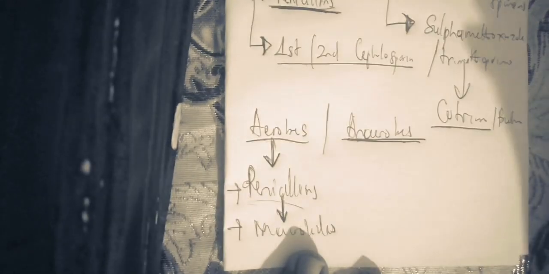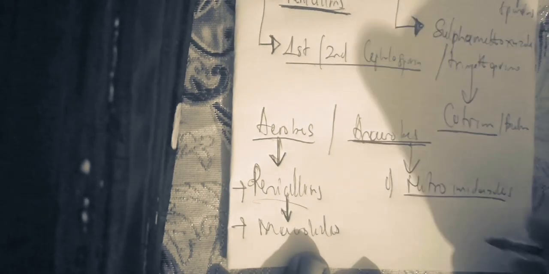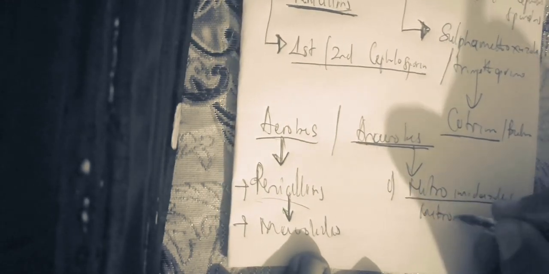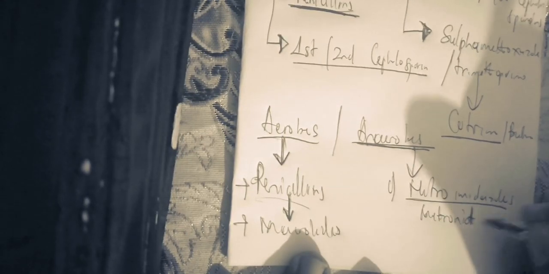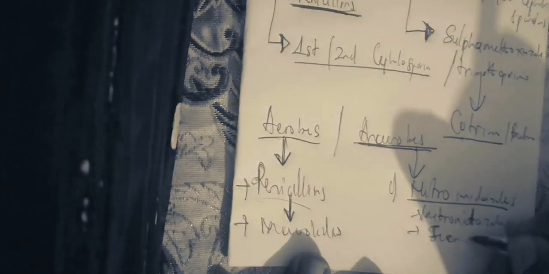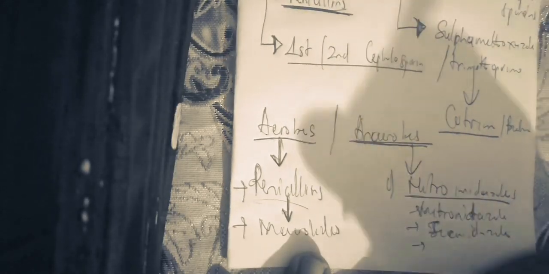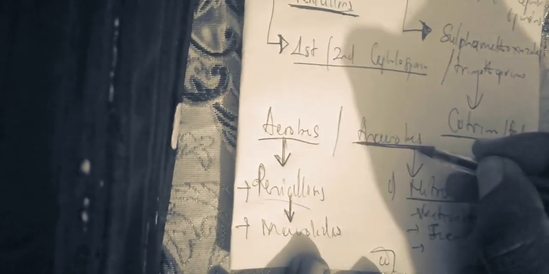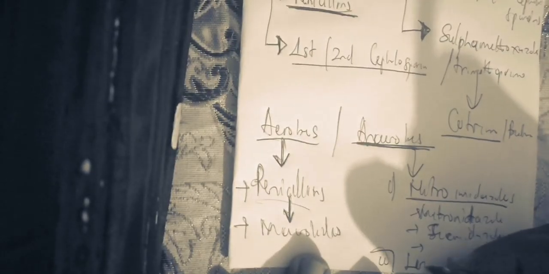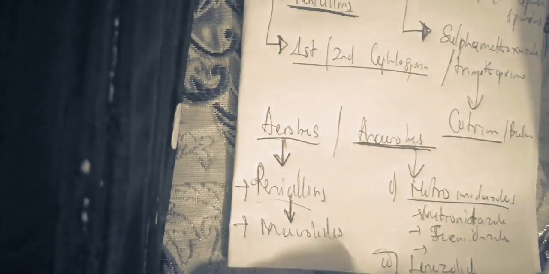Now, the next case is anaerobes. Generally, their anaerobic nature makes them targeted by the nitroimidazoles. Examples of nitroimidazoles are metronidazole, secnidazole, and tinidazole. Also, anaerobes can be targeted by linezolid. Is it clear?